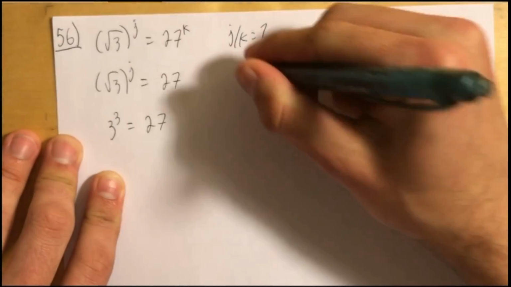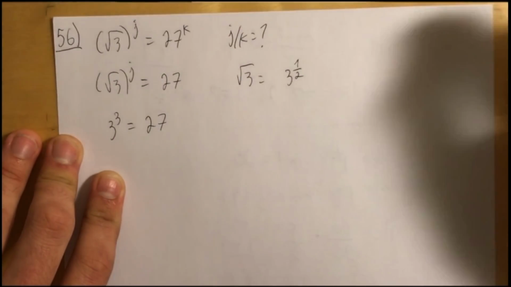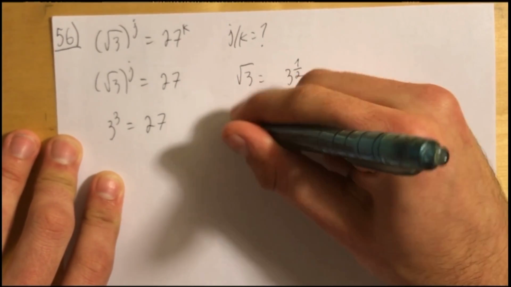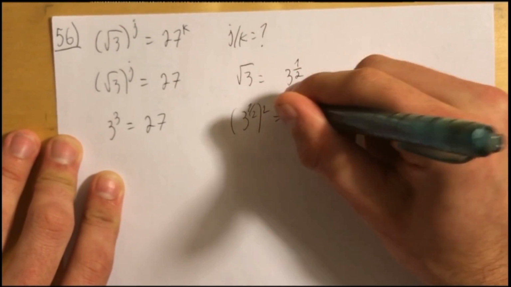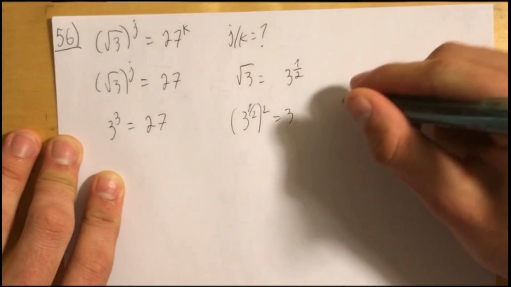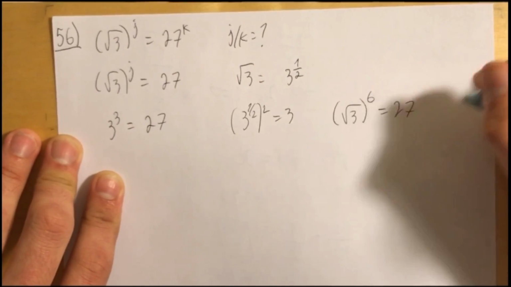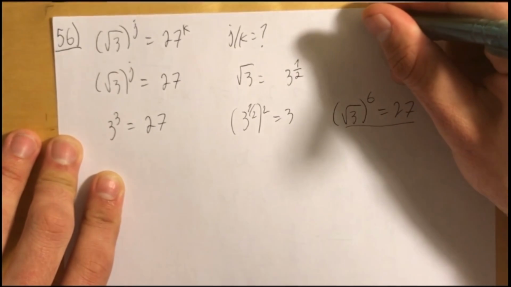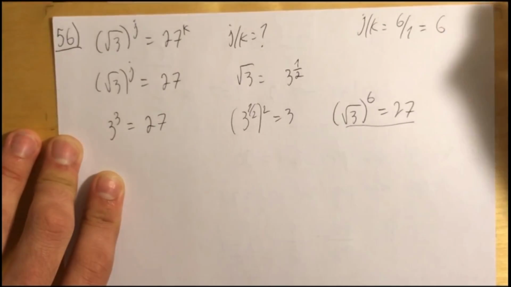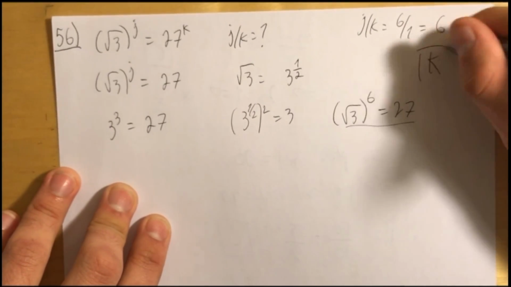And the square root of 3 can be rewritten as 3 to the 1/2. Right? If 3 to the 1/2 squared equals 3, square root of 3 to the 6th power equals 27. So then j over k, in this case it's 6 over 1, so the ratio is 6. The ratio will always be the same. So the answer is K.